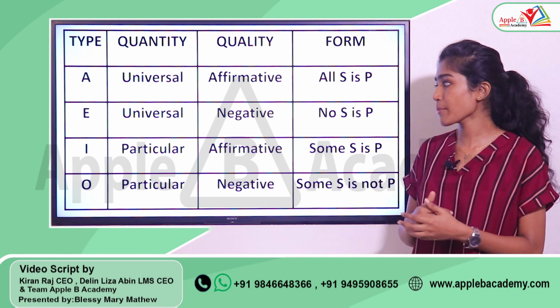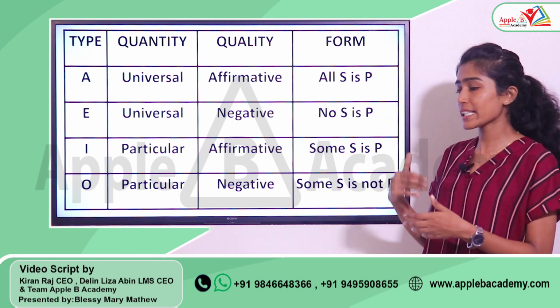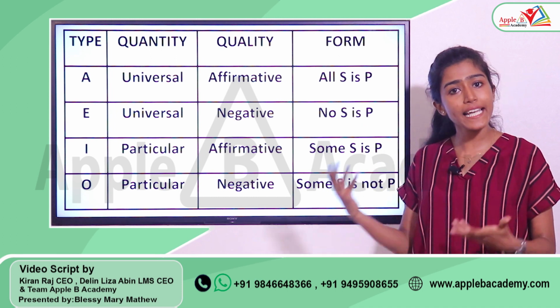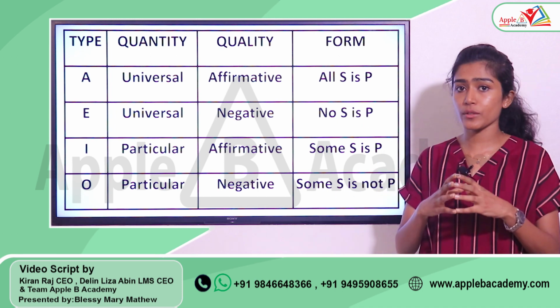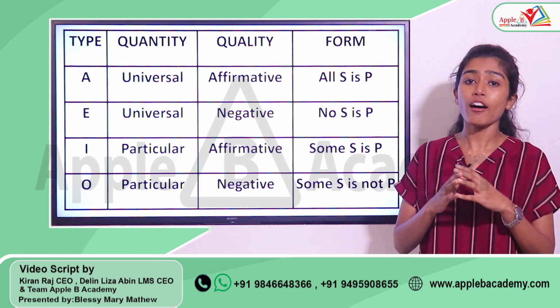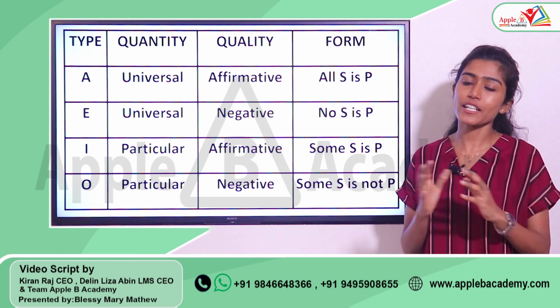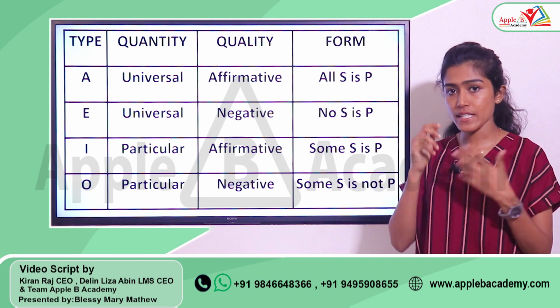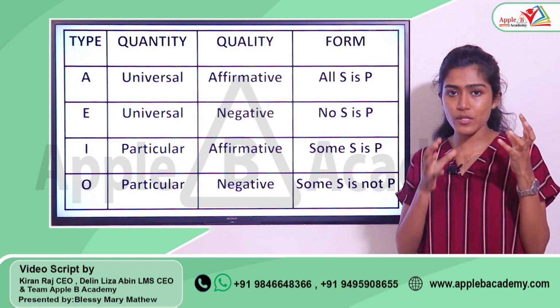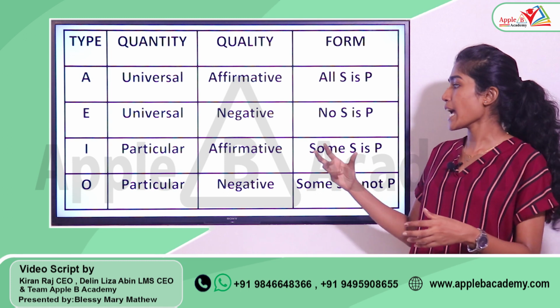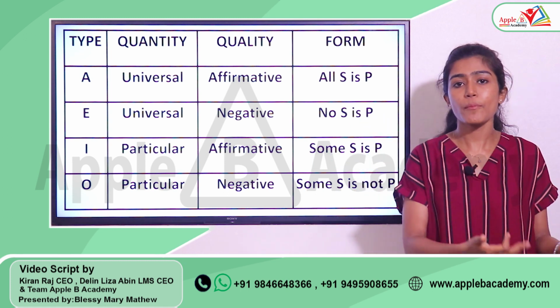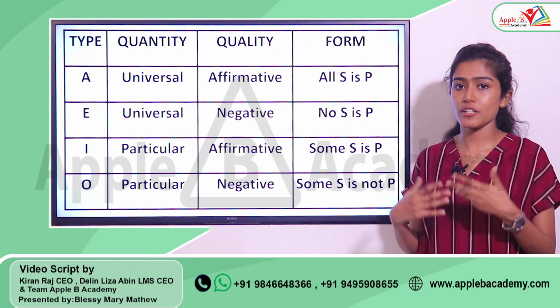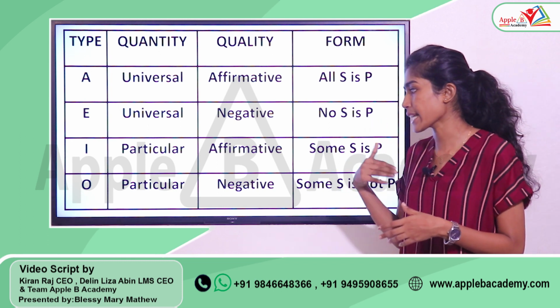So it's universal affirmative. Then we have E type, that is universal negative. No dogs are cats. It's a universal statement because we are saying about all the dogs, and it's negative as well. Then we have particular affirmative: some poets are singers. It's about some poets, so it's particular, and we're affirming that some poets are singers. It's a positive statement. So that is particular affirmative.